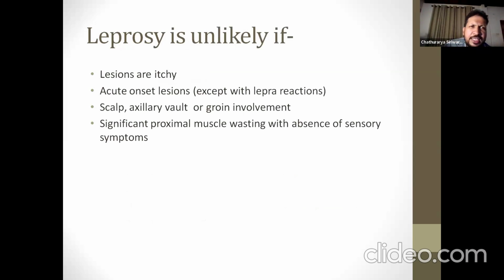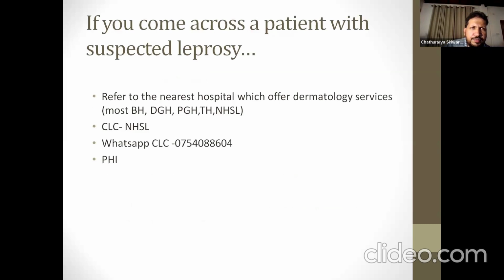Leprosy is unlikely if they are itchy, acute onset lesions, scalp, axillary vault or groin involvement, and proximal muscle wasting is very unusual in leprosy. With the absence of sensory symptoms, it's very unlikely to be leprosy. Proximal, because as I said before, it's mainly a peripheral disease.